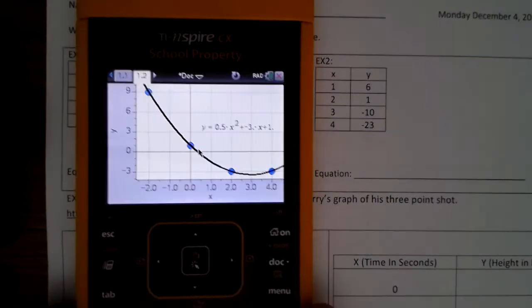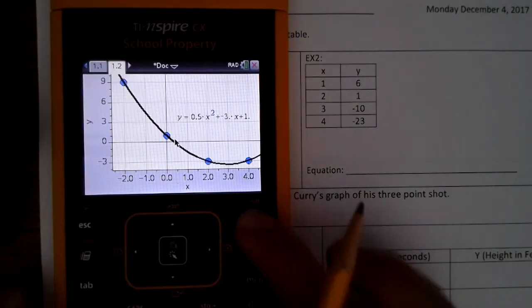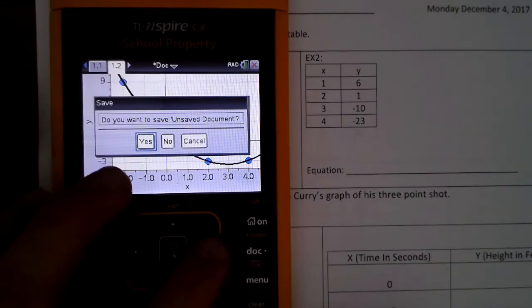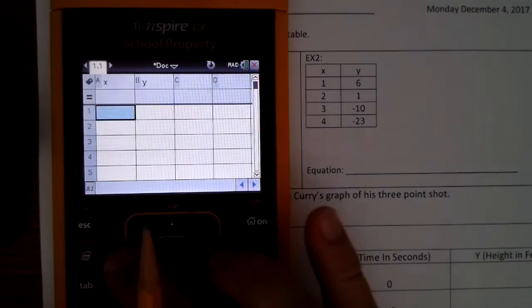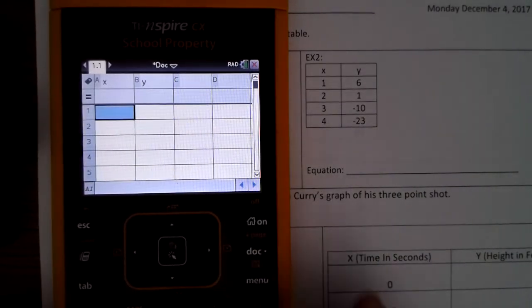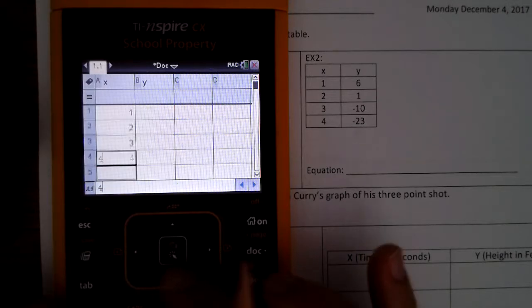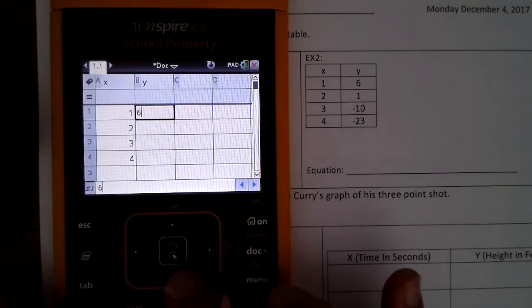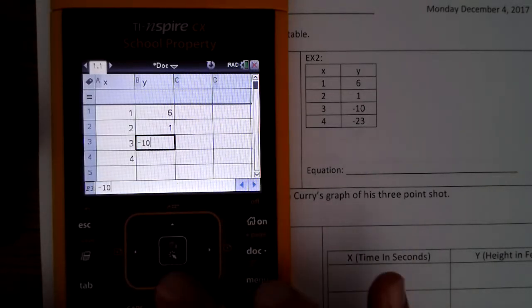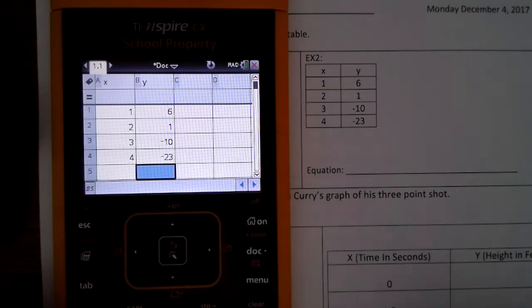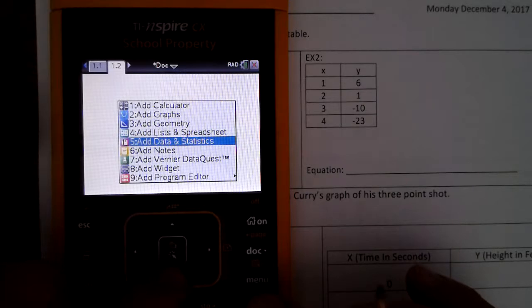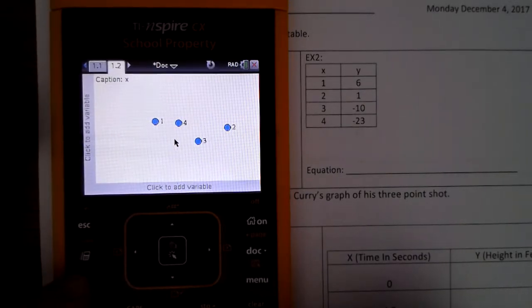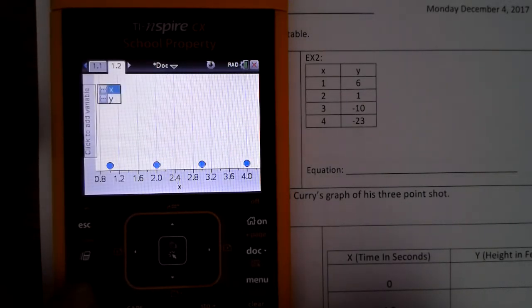All right, so now let's look at example 2. So we go to on, new document, no, add lists and spreadsheets, x, y, and then we're going to put the values in, which are 1, 2, 3, 4, 6, 1, negative 10, negative 23. And then we're going to press Control Doc, number 5, add data and statistics, tab X, tab.